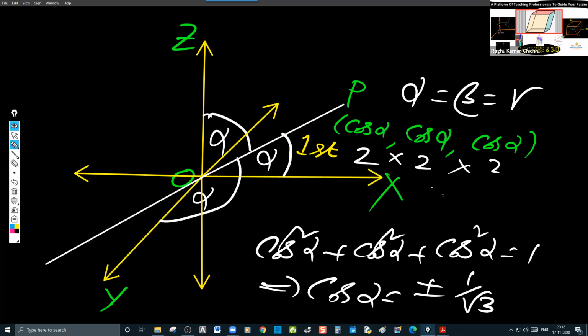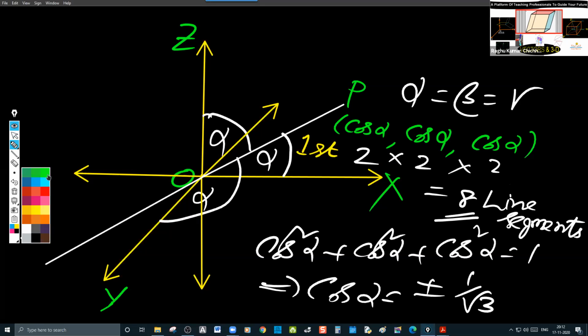According to permutations and combinations, there should be totally 8 such lines. They are not 8 lines, but 8 line segments. My question to you: if there are 8 line segments, how many lines will there be? Lines will be only 4. Because in these 8, OP is 1 line, and OP dash is another line.